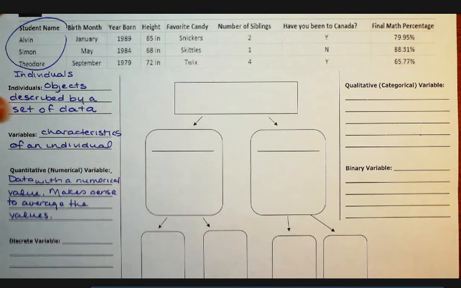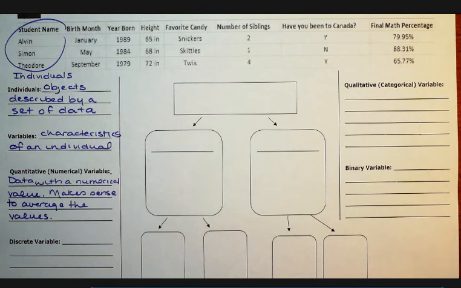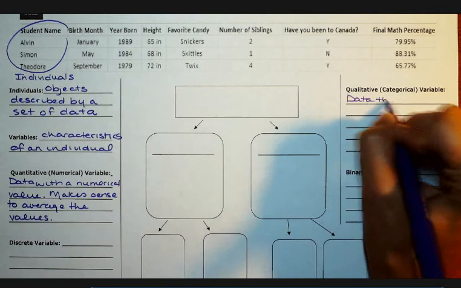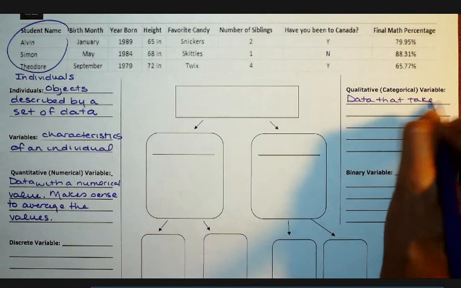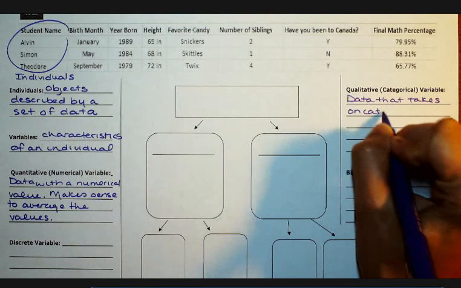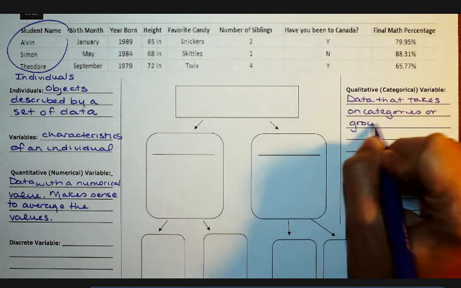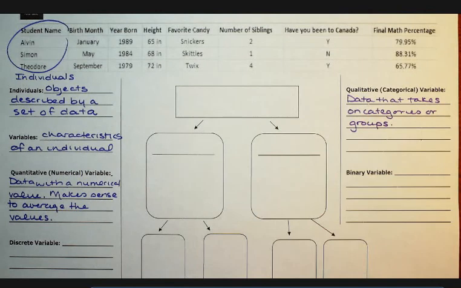The other type of variable is called a qualitative or a categorical variable. Basically what it sounds like is it's data that is categories. Now we want to be careful here because even though they're categories or groups, they can still be a number. We would just want to make sure that the numbers in this case, it does not make sense to average.